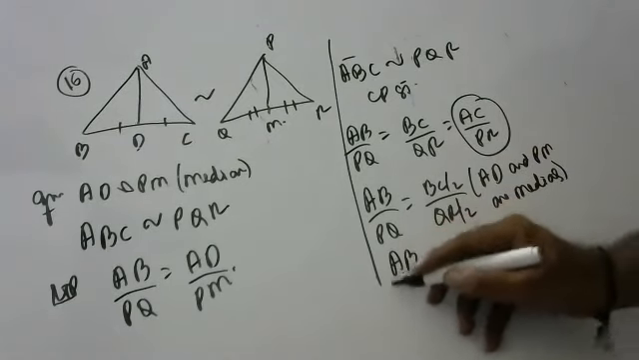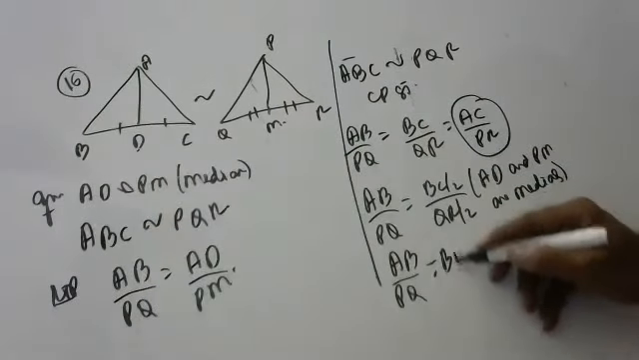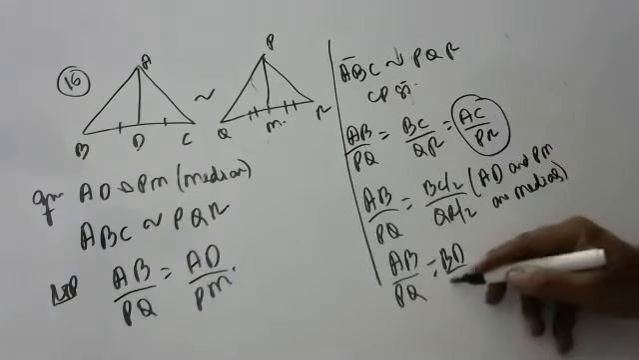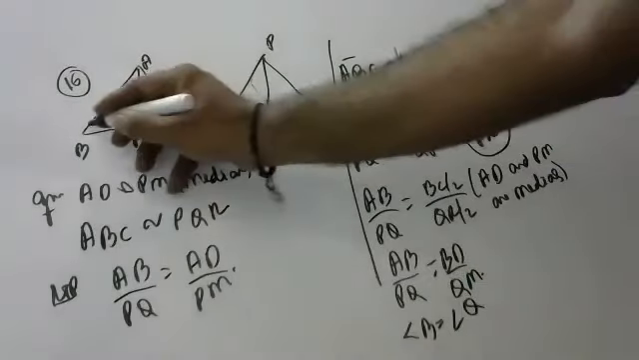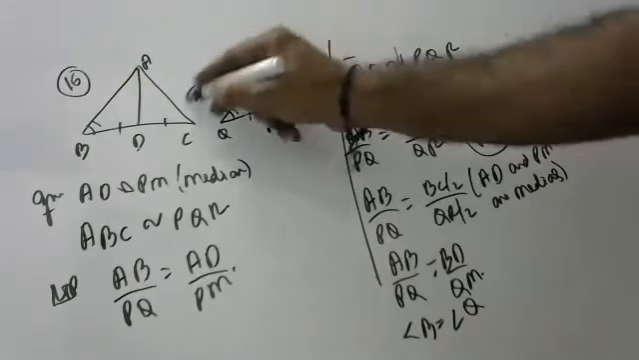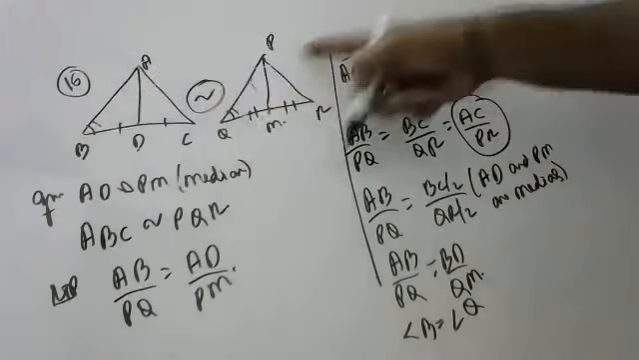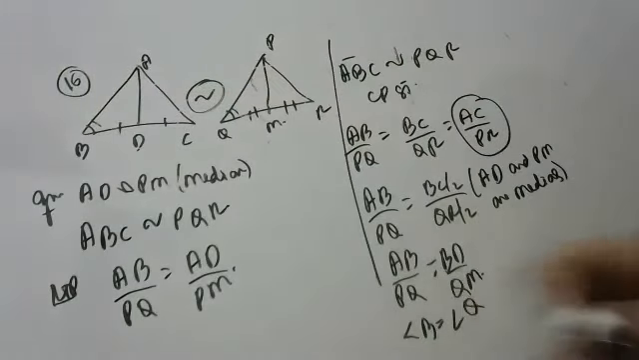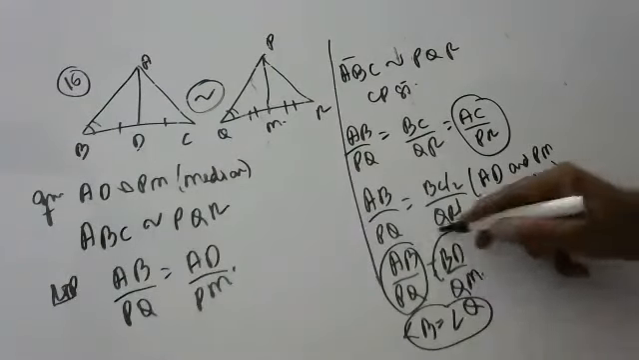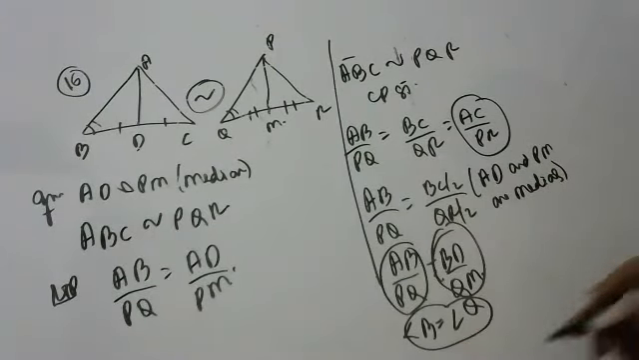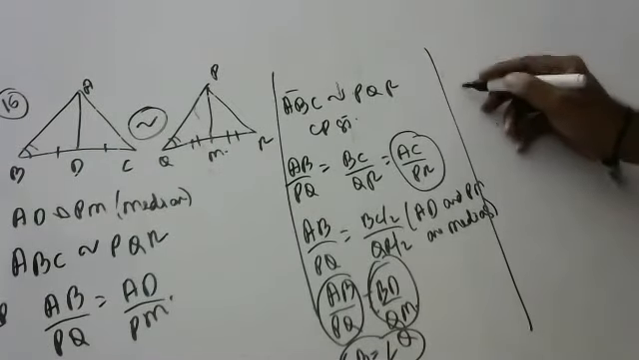Now, AB by PQ is equal to, what is half of BC? BD, median. What is half of QR? QM. And angle B is equal to angle Q. Why is angle B equal to angle Q? Because they are already similar. That's why B and Q are equal, A and P are equal, C and R are equal. By what, children? By SAS.